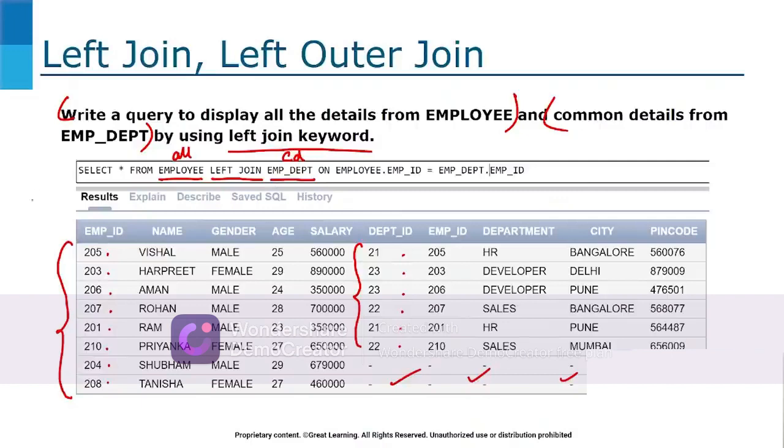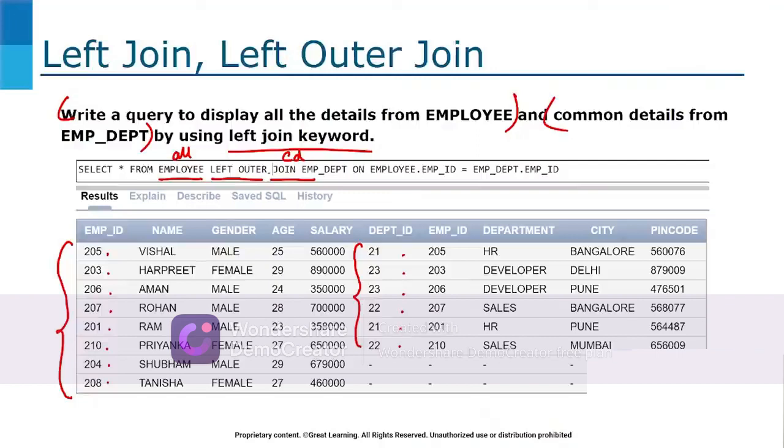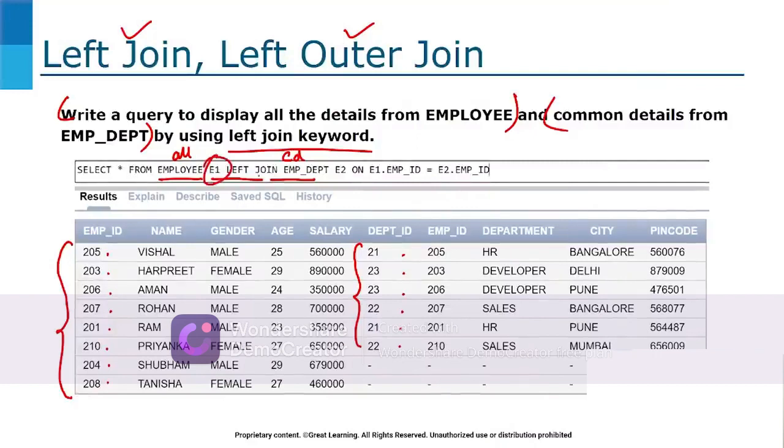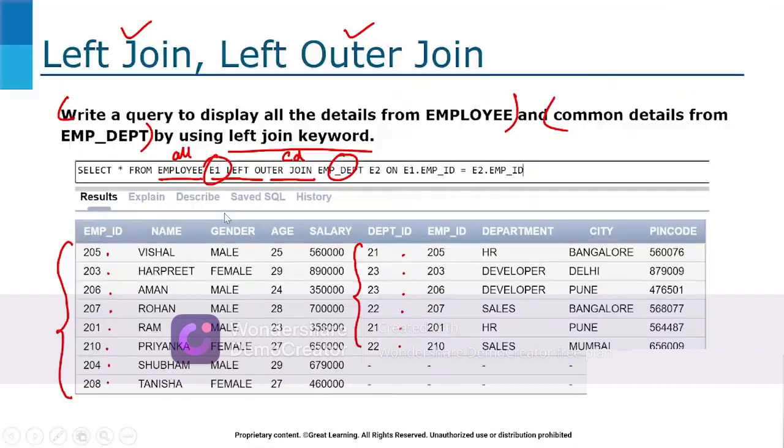Now I have written here left join. So you can see left outer join, we can write that also. You write left join, left outer join, doesn't matter. Then we have the alias names E1 and E2. Left outer join also we can use and it will do the same thing. Right? Easy. I hope you guys have understood left join now.